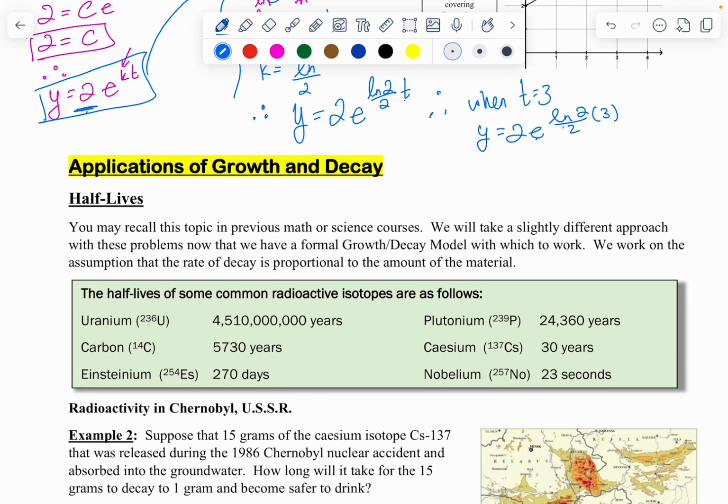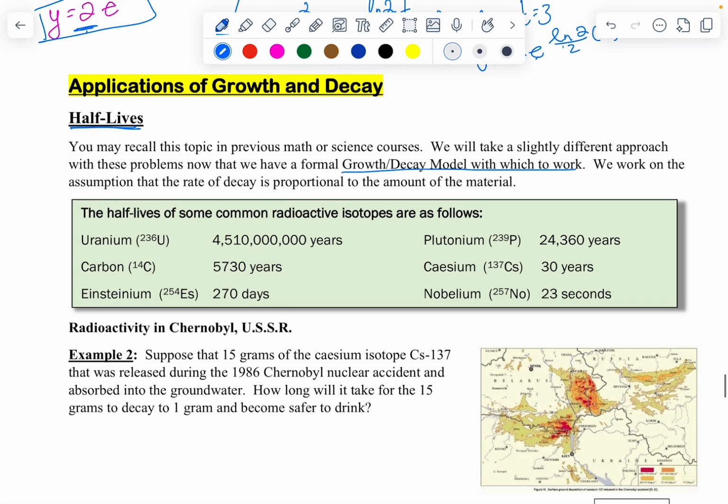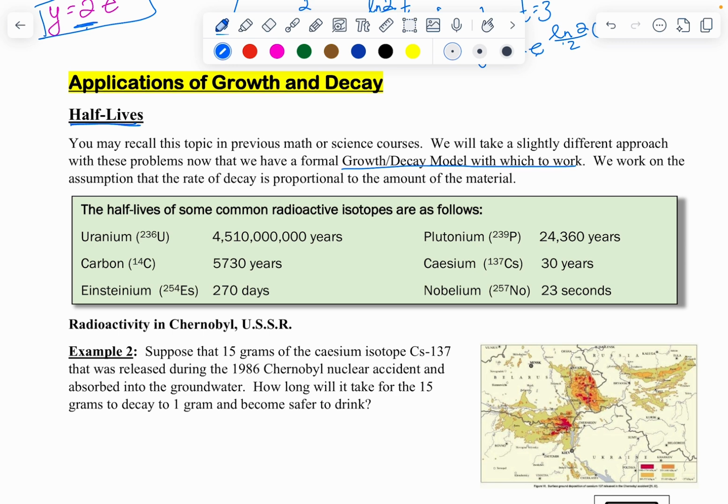Applications of growth and decay. We've done this topic before in other math classes, and I'm sure you did it in chemistry and in biology. So we're going to take a slightly different approach with these problems. Now that we have a formal growth and decay model that we are going to use all the time, we work on the assumption that the rate of decay is proportional to the amount of the material.